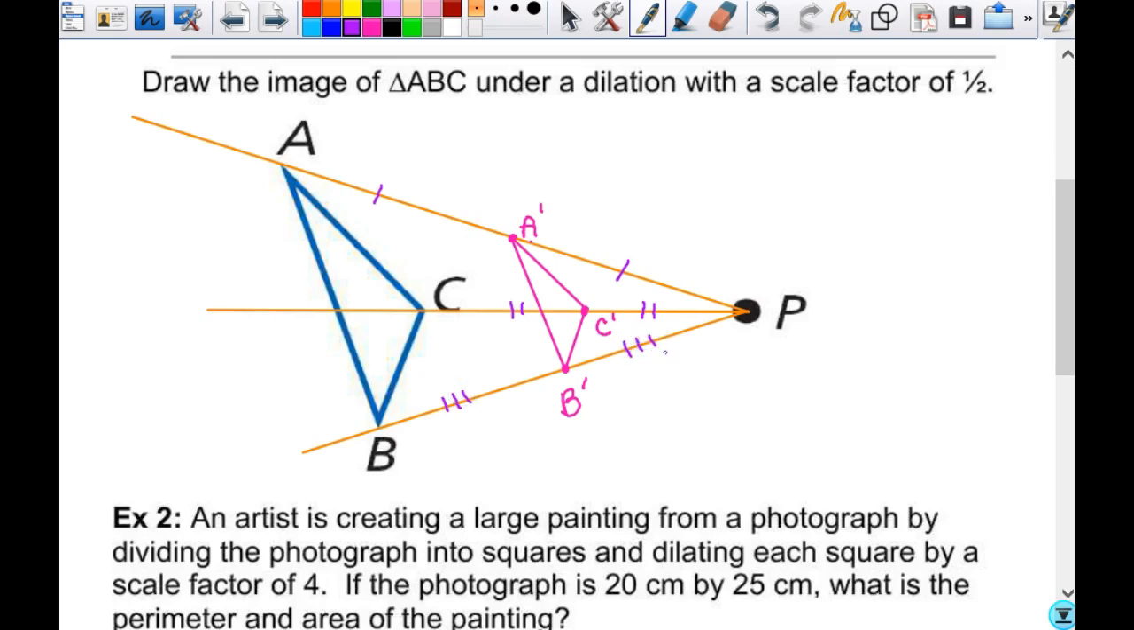Okay. Are we all good? Pretty darn close. That is what we were looking for. Okay, so go ahead and measure some things. I'll give you a second to finish that up.